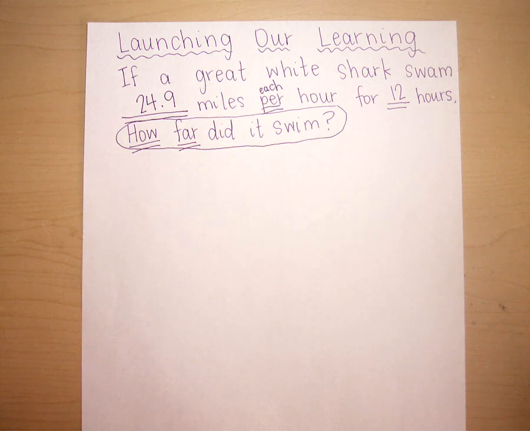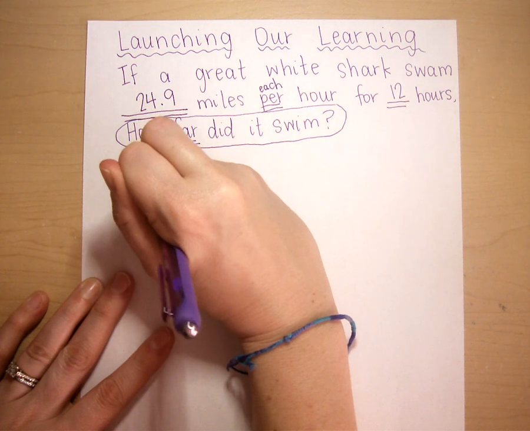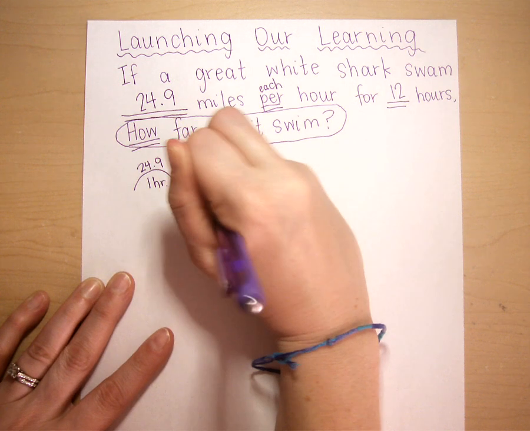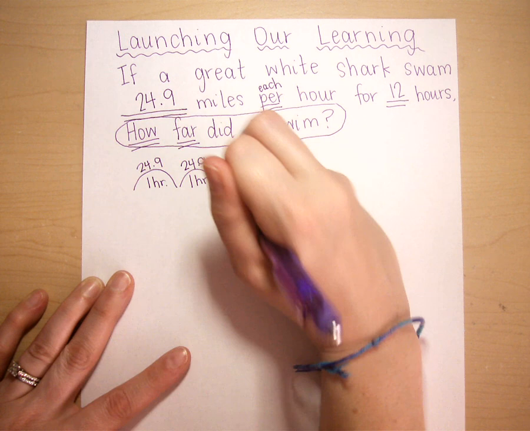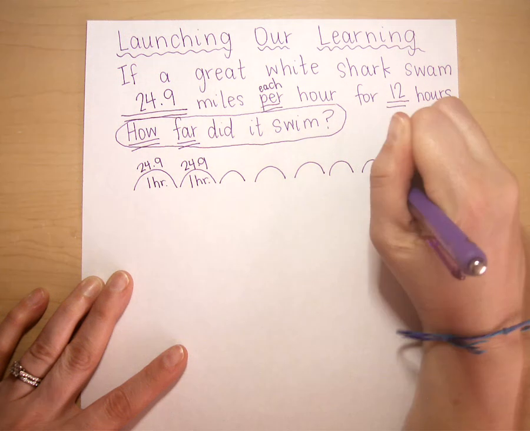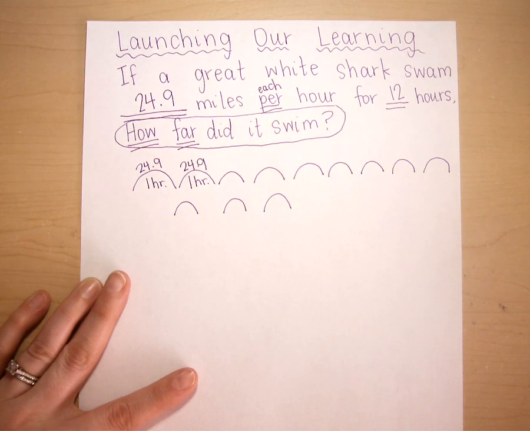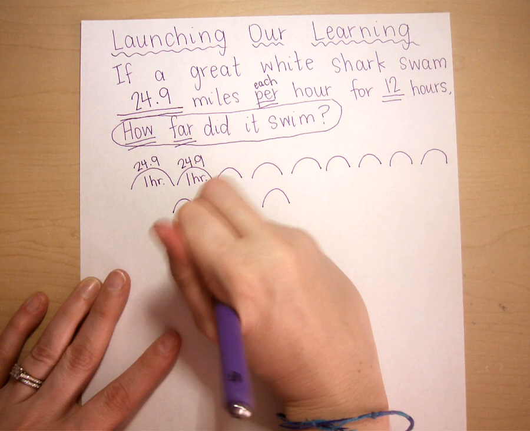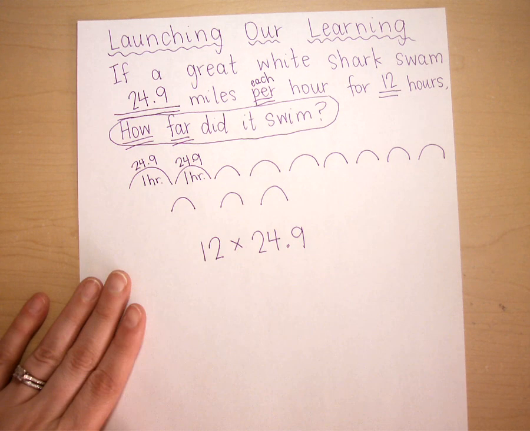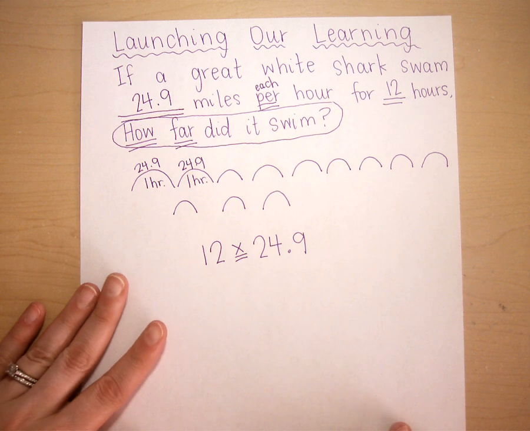All right. So I know in 1 hour, he went 24.9 miles. So then in 2 hours or another hour, he went 24.9 miles. And he kept doing that 1, 2, 3, 4, 5, 6, 7, 8, 9, 10, 11, 12. Well, so I have 12 groups of 24.9. When I have groups of something, that operation is going to be multiplication.